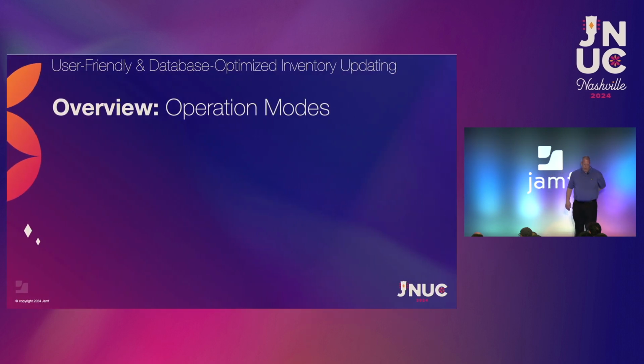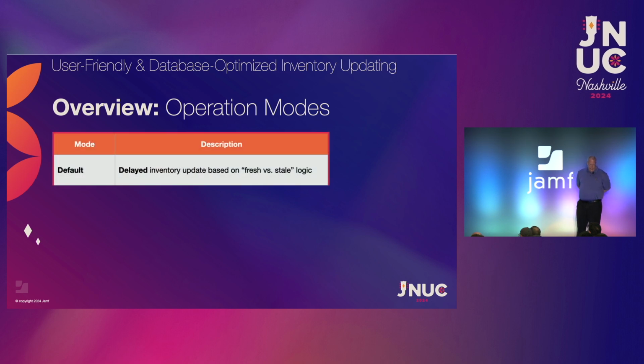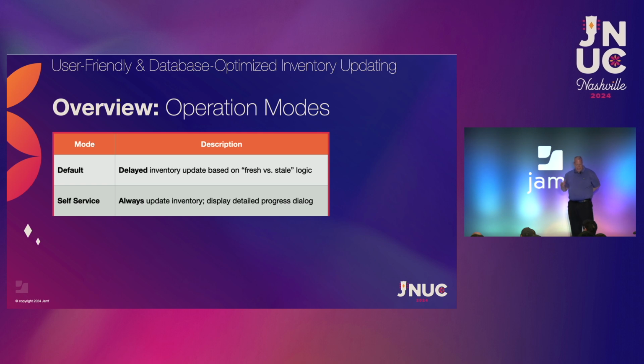The update inventory with progress script includes the following operation modes. The default behavior provides a delayed inventory update based on the fresh versus stale logic we just discussed, and displays a detailed progress dialog to the user if the inventory is stale. The self-service operation mode always updates inventory and always displays a detailed progress dialog to your users. While originally designed for the user updating inventory via self-service, this operation mode can make sense for other policies.